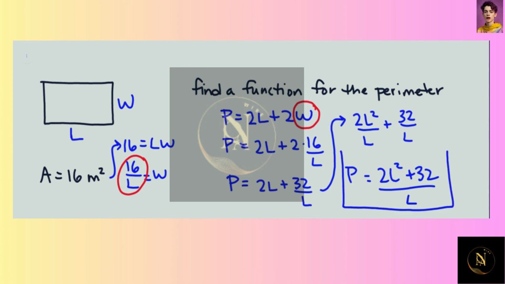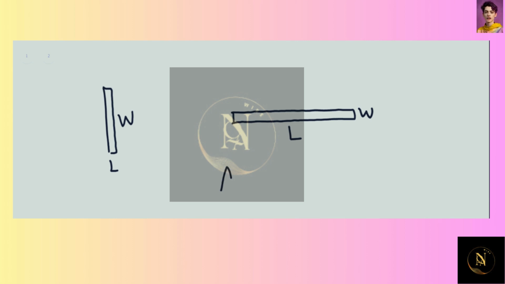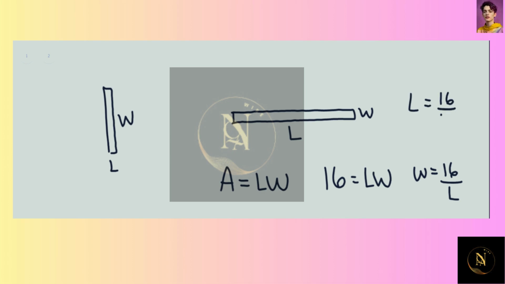Okay, so next we want to find the domain. So what are the possible values of L? Well, we don't know a whole lot about this rectangle. We don't know if it happens to be very narrow with a very small L and a very large W, still with an area of 16, or if it happens to have a very long, very large L and a very small W. We don't know. We just know that area equals length times width, 16 equals length times width, and that the width is 16 divided by the length. You could also say that the length is 16 divided by the width.